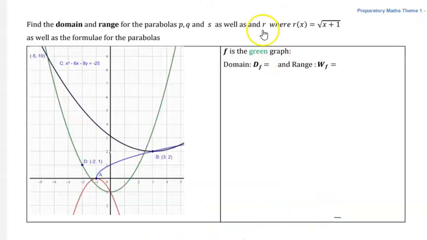If we look at the green graph, which is labeled f, then if we want to find the domain, we see that we can have any value for x. So our domain will be all the real numbers. But if I look at the range, and the W is just from Afrikaans, we say waarde versameling, the range here will be all the y values.